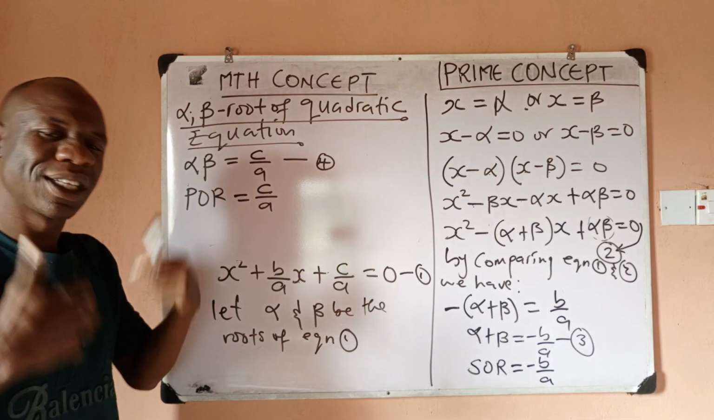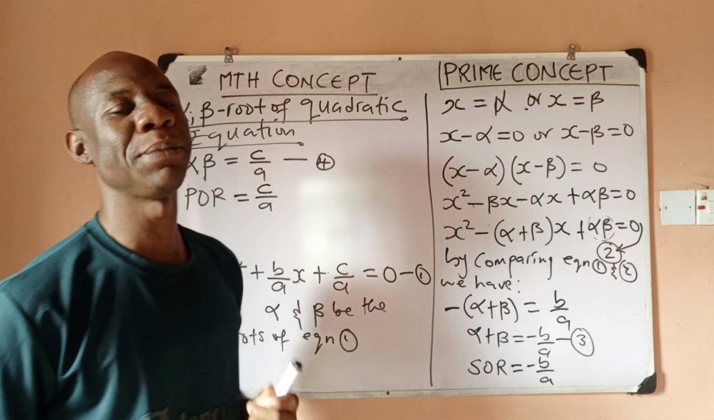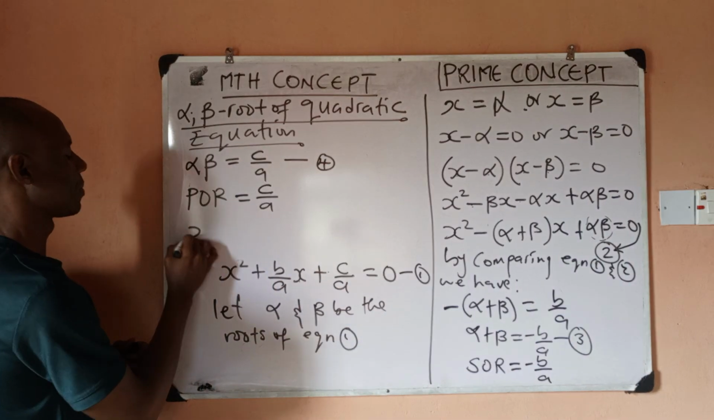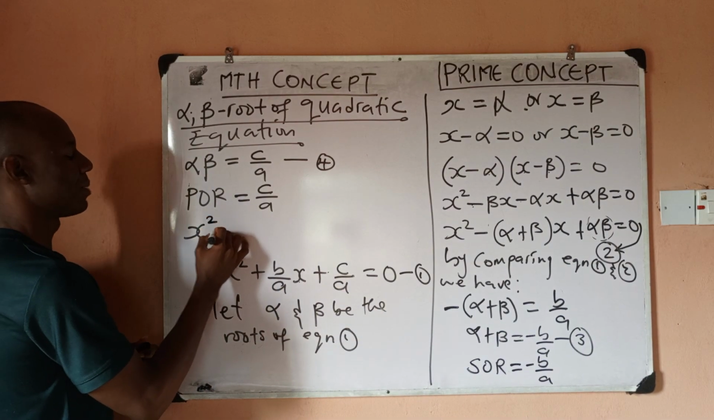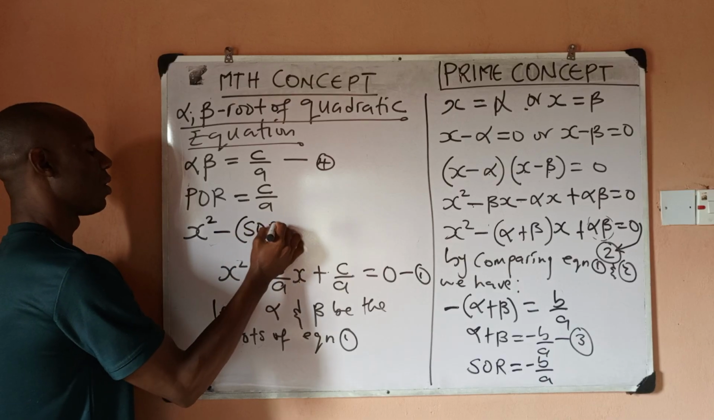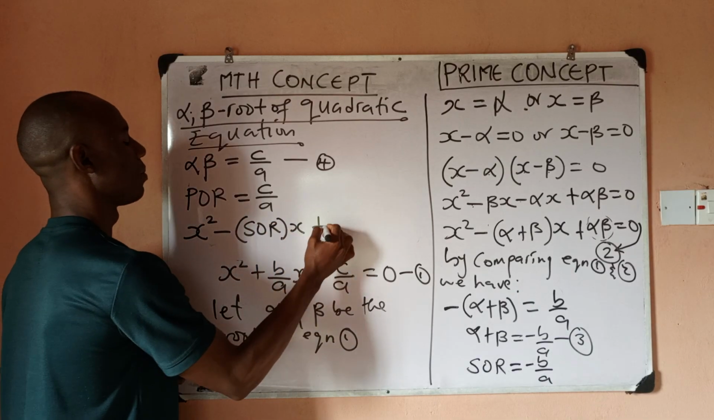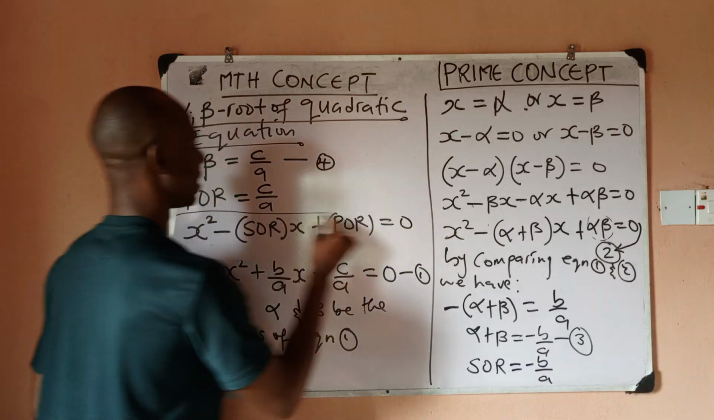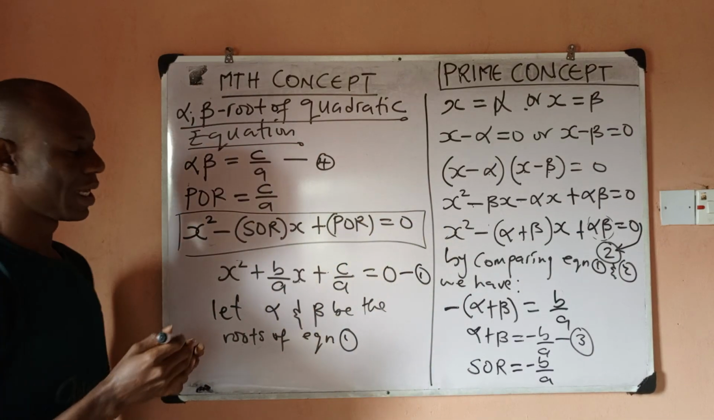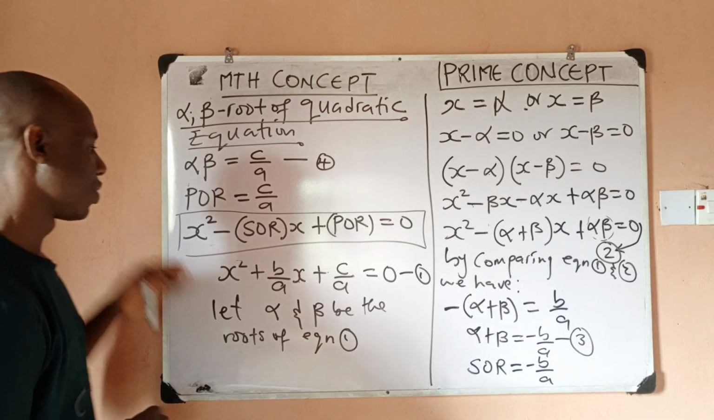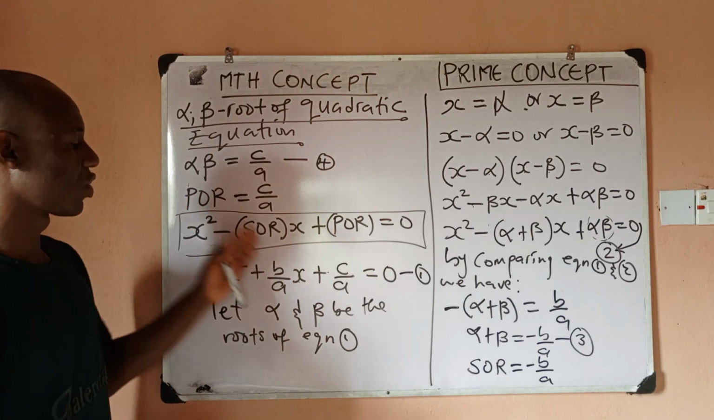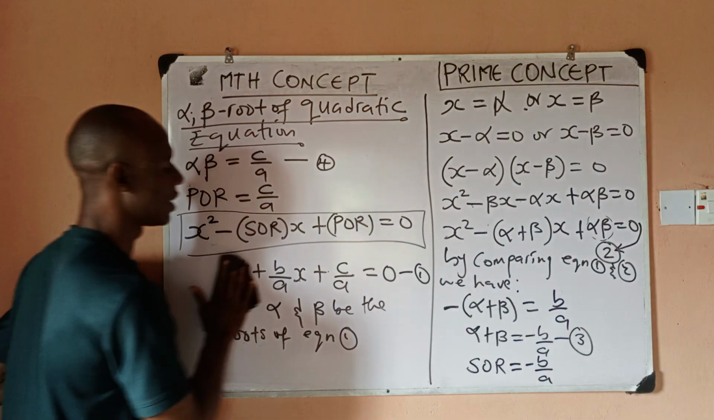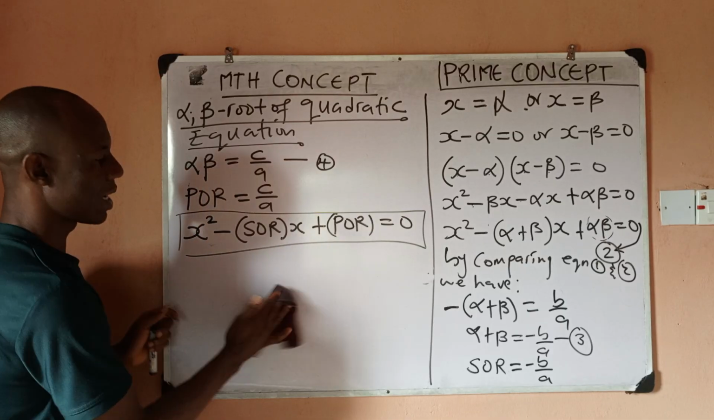So what it means is that anytime I want to form a quadratic equation, I would simply use this relationship: x squared minus sum of roots times x plus product of roots equal to 0. So this is key to forming any quadratic equation. A quadratic equation would always be x squared minus the sum of the roots times x plus the product of the roots. I'll give you a quick example for this before we look at further problems.